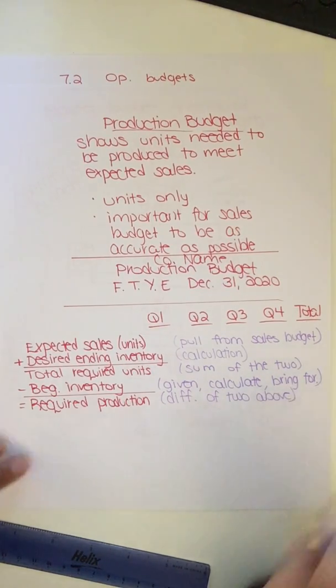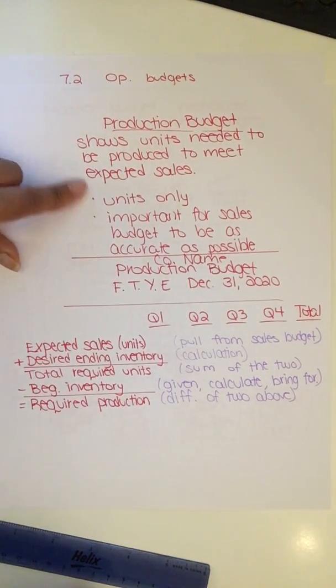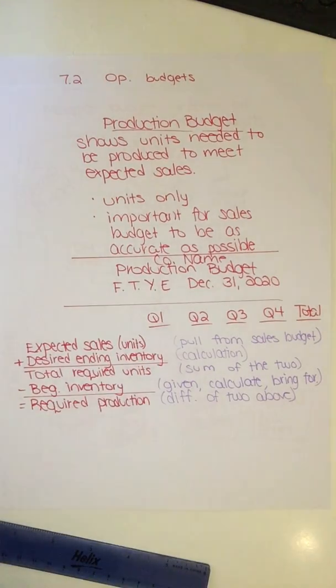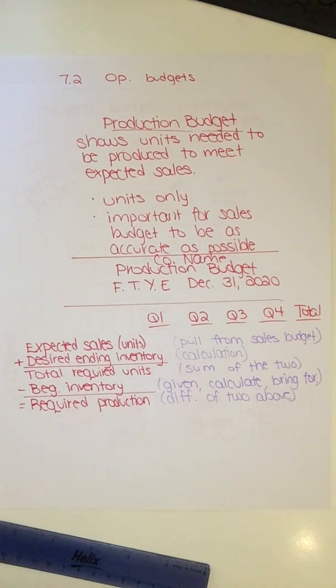Okay. So there's what a production budget is, some characteristics about it, and then our format, including where we get all of these line items. So let's go ahead and put some numbers to it. So download the data set that I have in this module. It's for Outdoorsy Company. And we'll go ahead and prepare a sales budget and a production budget based on that company's data.